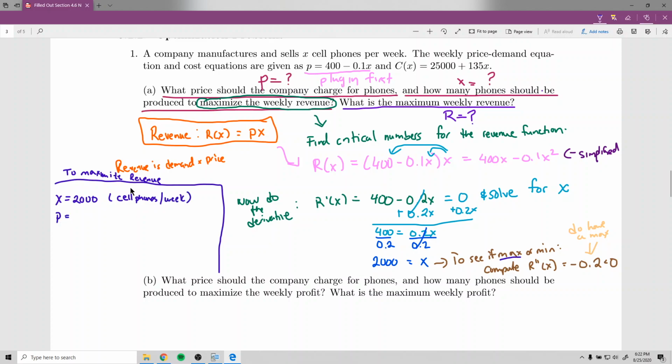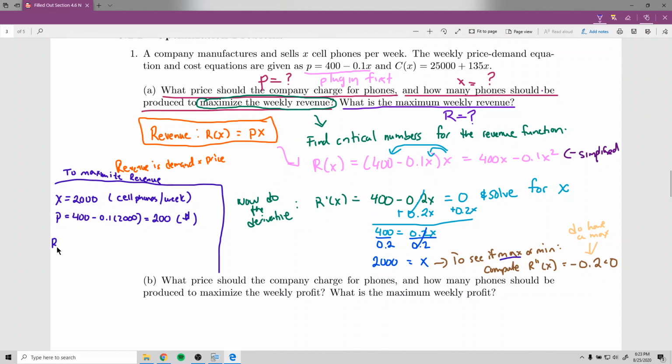Our price, if you want your price, well, this is the price equation with the x right in it, so we would just plug in x equals 2,000. So we have 400 minus 0.1 times 2,000, the price we want to sell them at. And this will give you 200. Plug that in. So, price dollars. We should sell it at a price of $200.